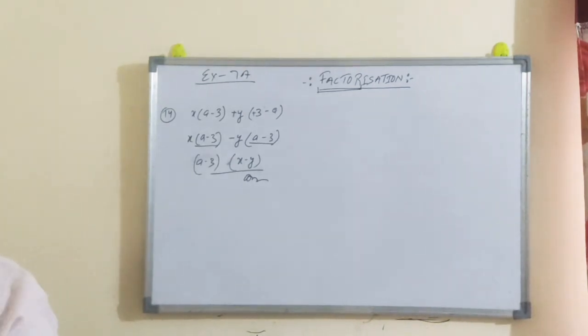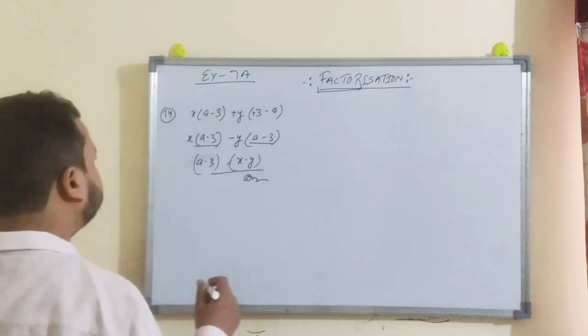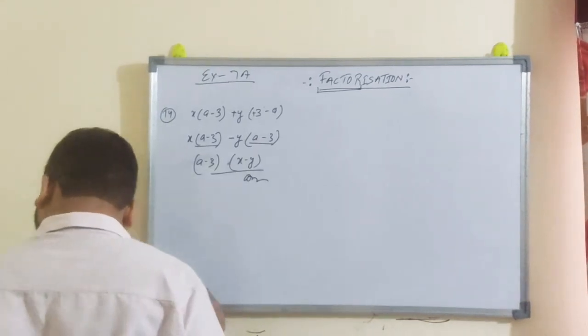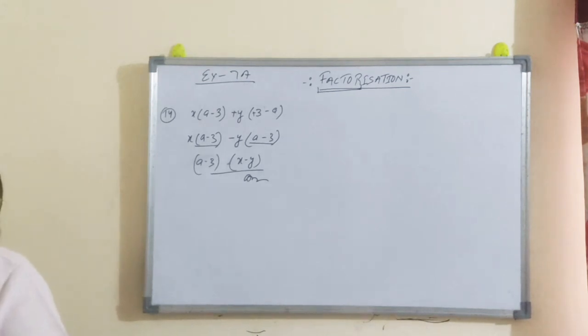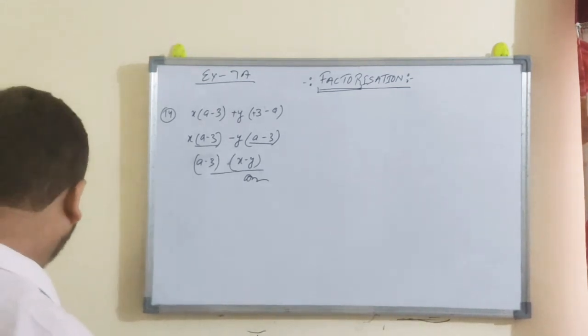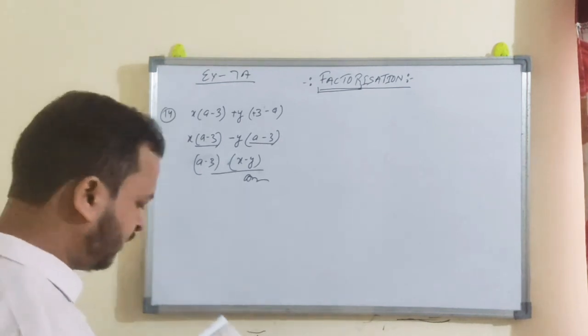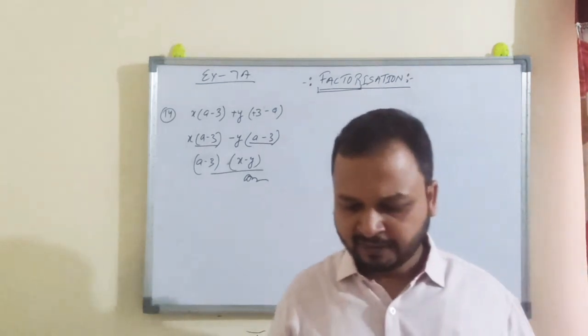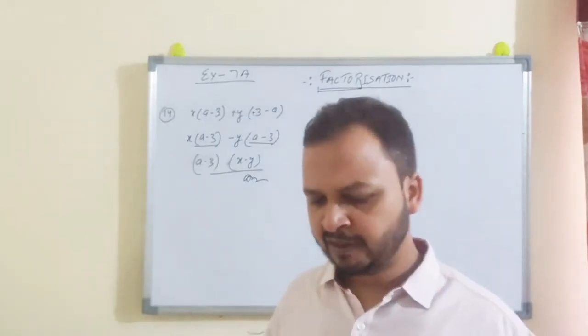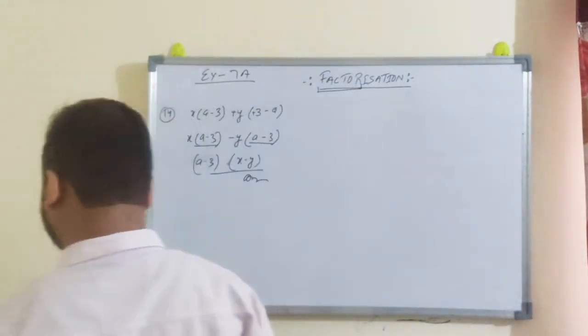Now come to question number 20. 15, 16 they are same. 17, from 17 we have to make the groups. 17, 18, 19 we can also take. Question number 19.